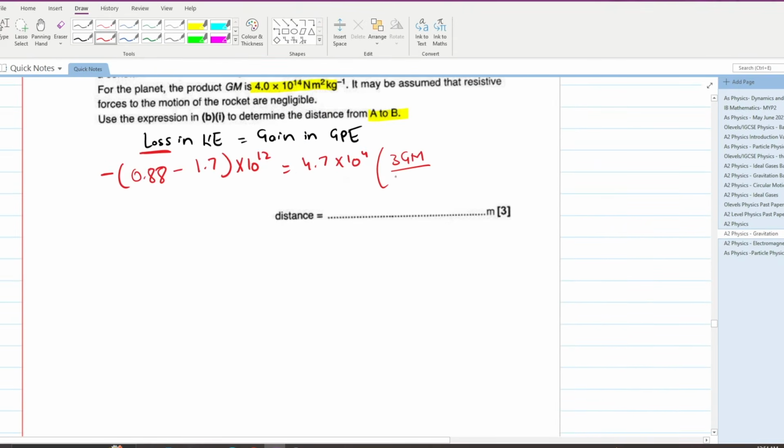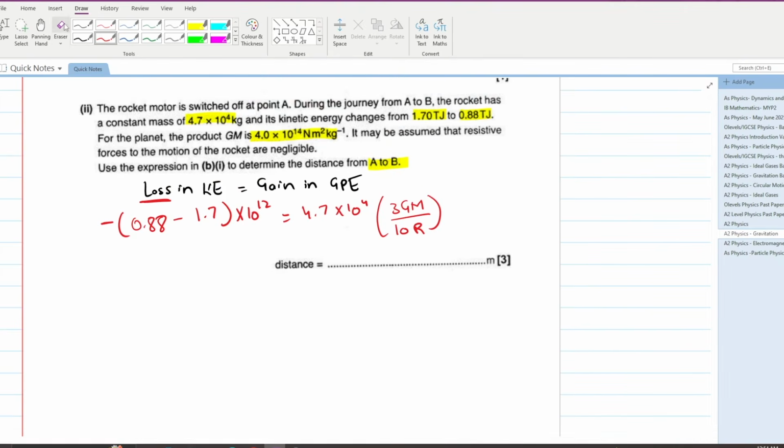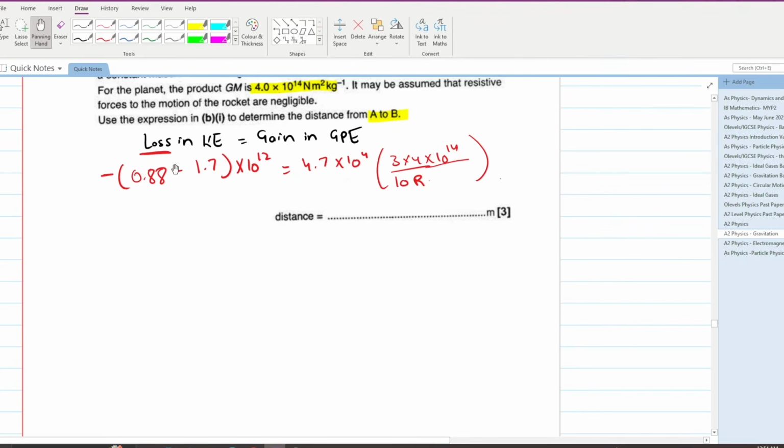ठीक है. अब हमें कैपिटल जी एम की भी वैल्यू गिवन है. इतना आसान कोई सवाल दे सकता है? दिस इज 4 into 10 raised to the power 14. Let's erase this and write 4 into 10 raised to the power 14. Simple as that. Can you see there is only one unknown variable in this equation? Yes, I can see that. Okay, chalo, let's rearrange this equation a little. First of all, 0.88 minus 1.7, this gives me a value of what? 0.82. Okay.